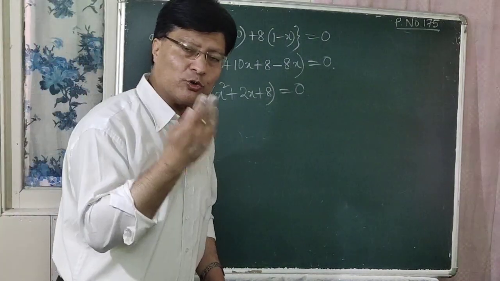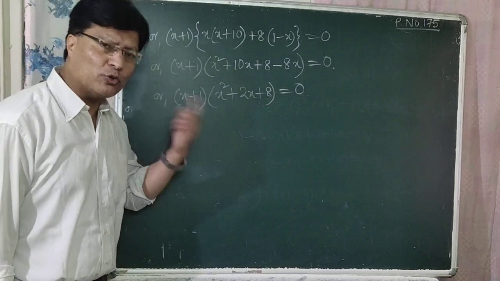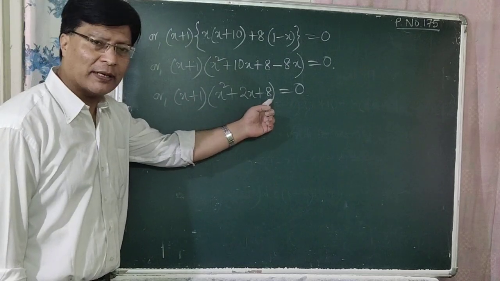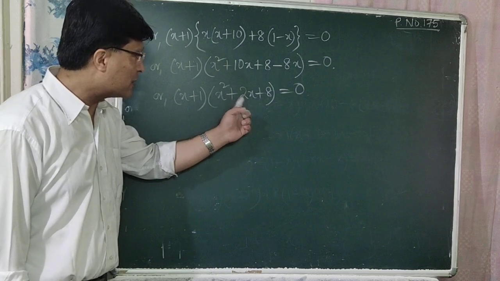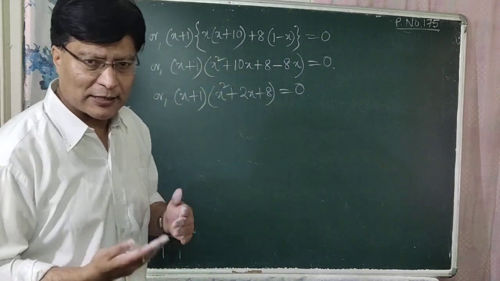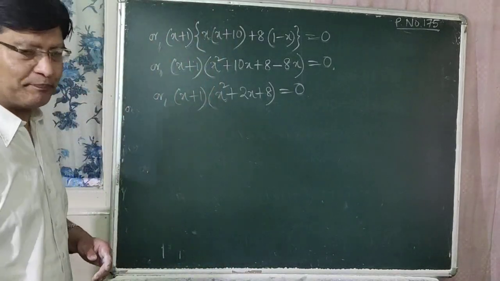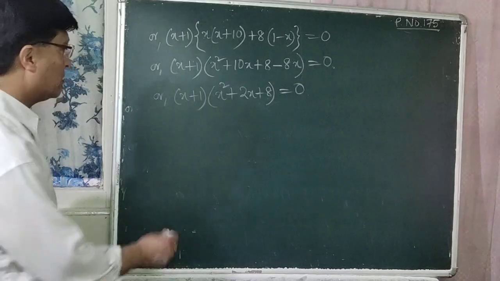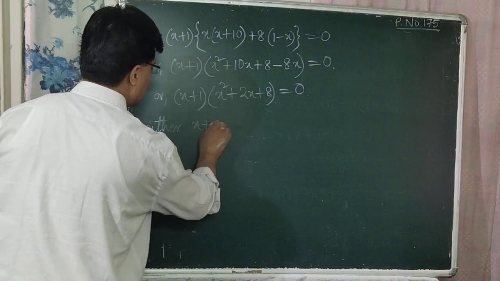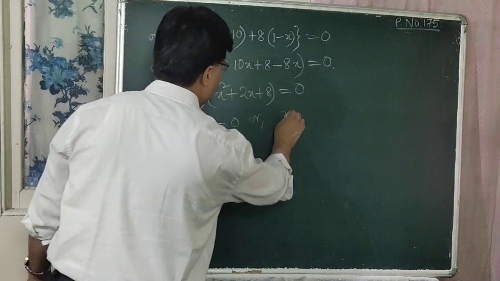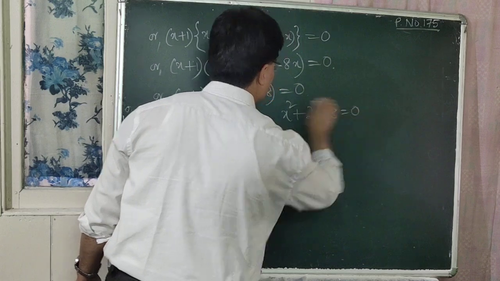If you multiply those two numbers, you should get 8. And after adding, you should get 2 because there is a plus sign. Are there any such numbers? No. You cannot factorize it. Okay? So directly I will give either or. So either x plus 1 is equal to 0, or x square plus 2x plus 8 is equal to 0.